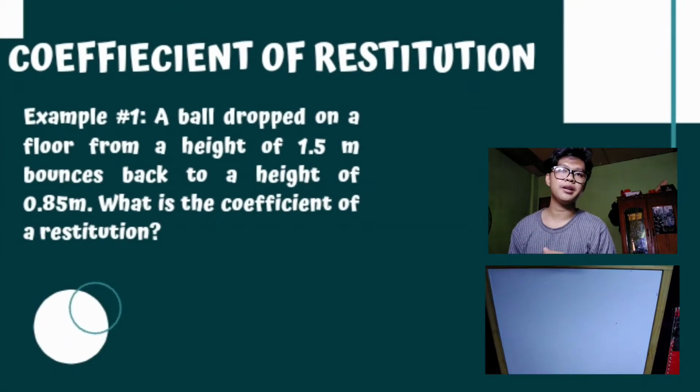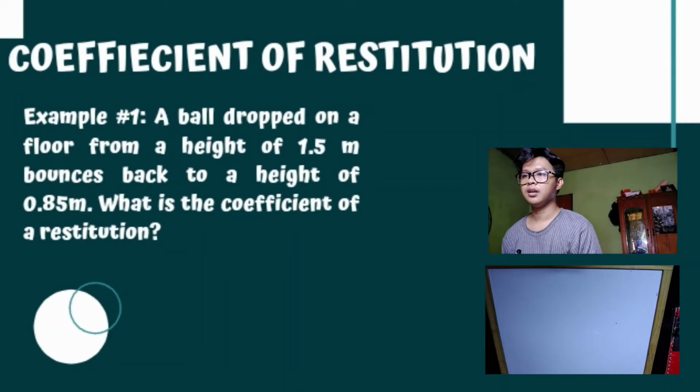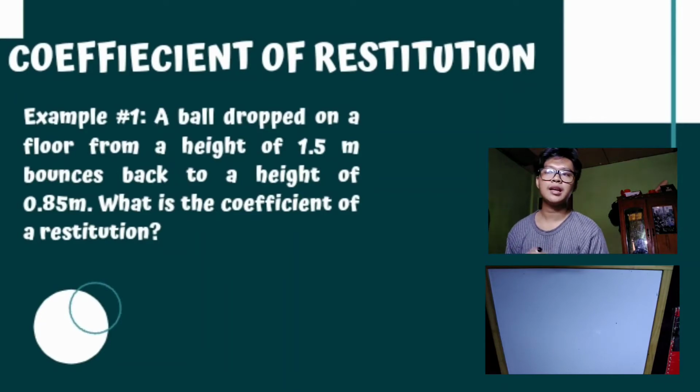In example number 1, a ball dropped on a floor from a height of 1.5 meters bounces back to a height of 0.85. So the problem is, what is the coefficient of restitution? In this problem, wala tayong given na values ng velocities. But we can still solve the value of the coefficient of restitution by deriving the equation.